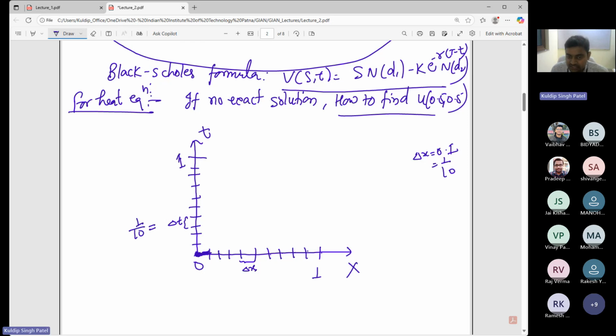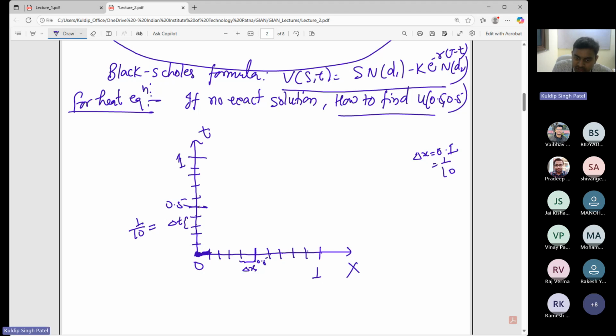But is it always necessary to take equal delta x and delta t? No, it is not necessary at all. I have taken it here just for simplicity. Now, this is 0.1, 0.2, 0.3, 0.4, 0.5 on the x axis, and here also this is 0.5 on the t axis.